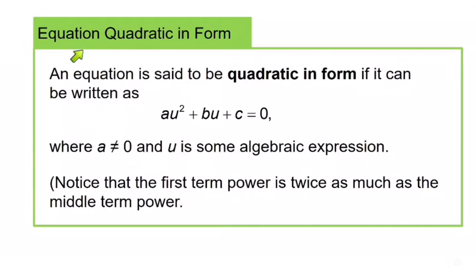Next, we're going to look at equations that are quadratic in form. Now, an equation is said to be quadratic in form if it can be written as au squared plus bu plus c equals 0. In other words, we can make it look like a quadratic by doing a substitution. The big thing to look out for on quadratic in form equations is that the power on the leading term will be twice as much as the power on the middle term. So always look for that relationship for this exponent to be twice as much as this one.